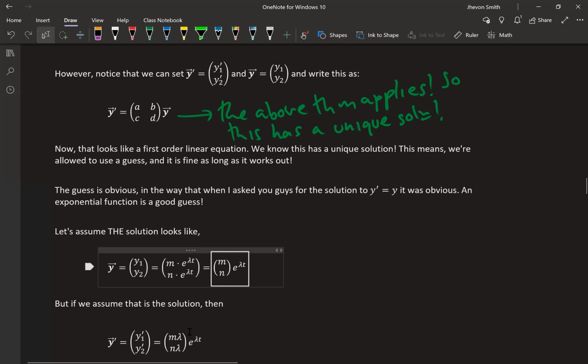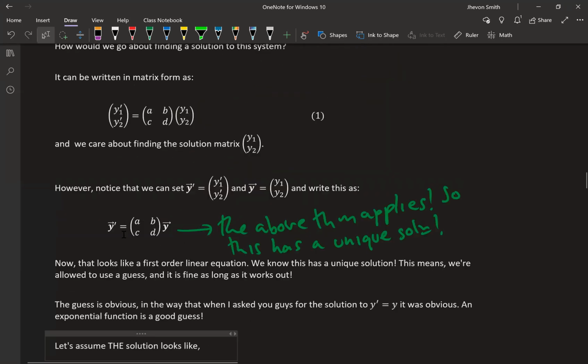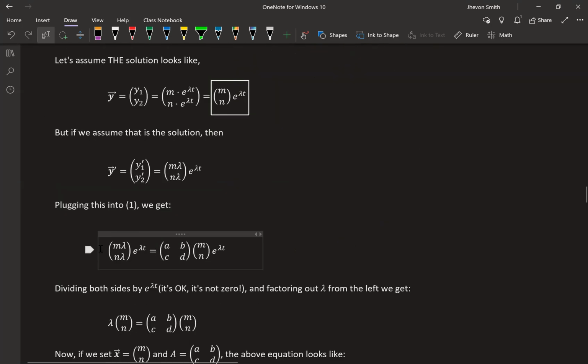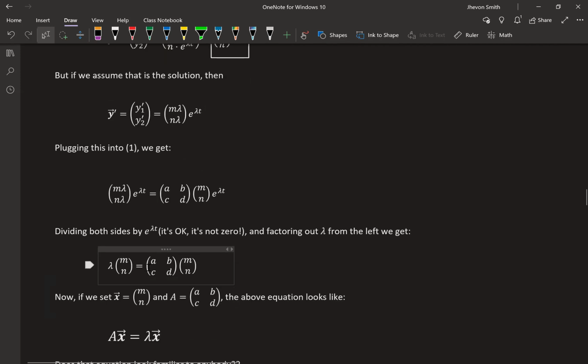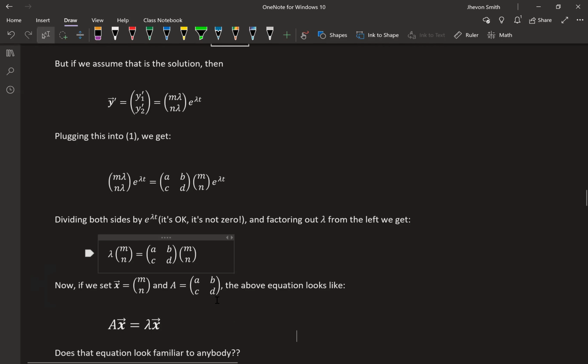What would this mean? Well, if I were to differentiate this vector, I would get something that looks like this, right? So I think of it as a constant times e to the lambda t. Differentiating means multiplying by lambda. So I get this as the answer. Now, if I plug into this guy, I get this. My exponential is not 0, so I can divide both sides by it. And I can also factor out the lambda from here. So I end up with this kind of statement here. Now, if I set x equals this vector, and set A equals this matrix, I end up with this kind of thing, right? This looks exactly like that. This is lambda x equals A times the vector x. Now, does that equation look familiar to anybody?